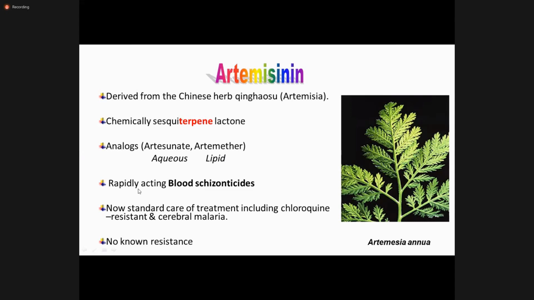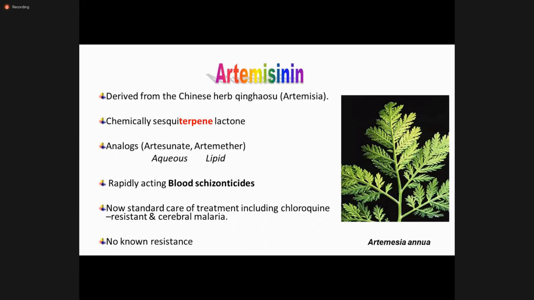Okay, this is a rapidly acting blood schizontocide. So this drug is nowadays very much used in patients because it has not shown resistance. Previously chloroquine was used, but now chloroquine is replaced by this artemisinin group. Okay, no known resistance yet. Now we are still safe using this drug, but maybe with time, if we use this frequently without the diagnosis, if you use it abruptly, it may also cause resistance in the future.